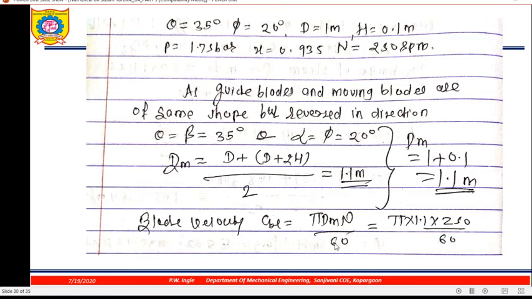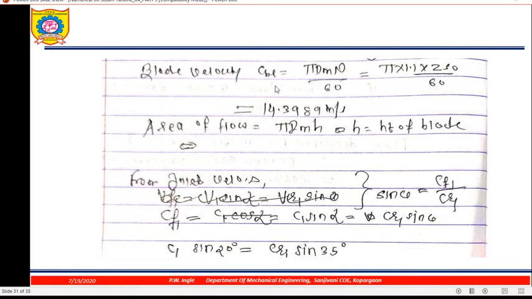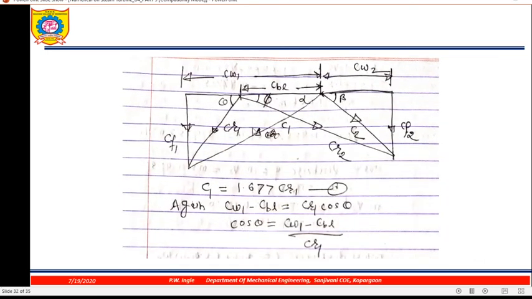So you can calculate CBL. It is pi dm n by 60. Then blade velocity CBL, you are getting 14.398. Area of flow is pi dh. Okay. So from the inlet velocity triangle, you are getting sin theta equal to CF1 by CR1. So C1 sin alpha equal to CR1 sin theta. Okay. By using this velocity triangle, you are getting C1 as 1.677 CR1.